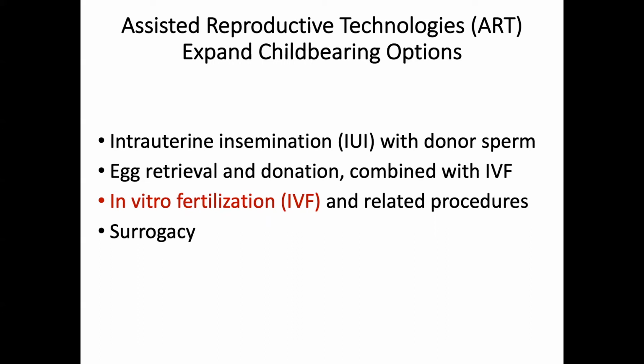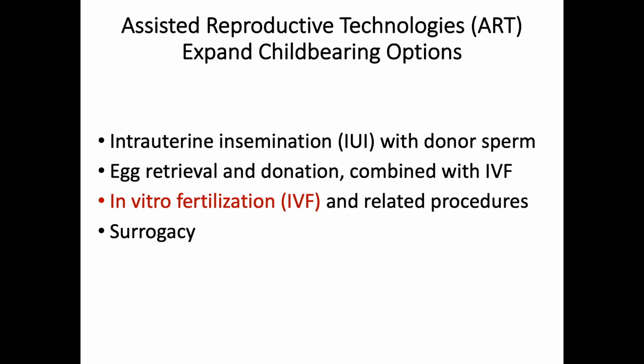In this way, multiple eggs can be obtained rather than one egg per month that happens naturally. This technology has to be combined with in vitro fertilization to generate babies. I'll introduce that in detail in the next slide.